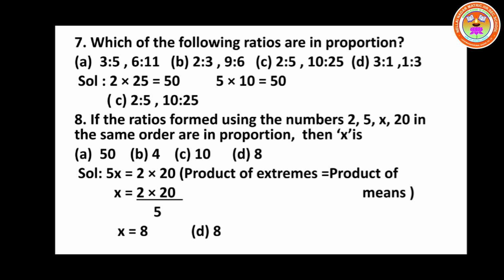Now solution. Now take the product of the means. What are the means? 5 and x. So 5 into x, 5x, equal to 2 into 20. That is, product of the extremes is equal to product of the means. Now next step, you bring this 5 down. x is equal to 2 into 20 divided by 5. 5 you can cancel in 20, 4 times. So 5 fours, you will get. So 4 twos are 8 is your answer. So option D is your answer.